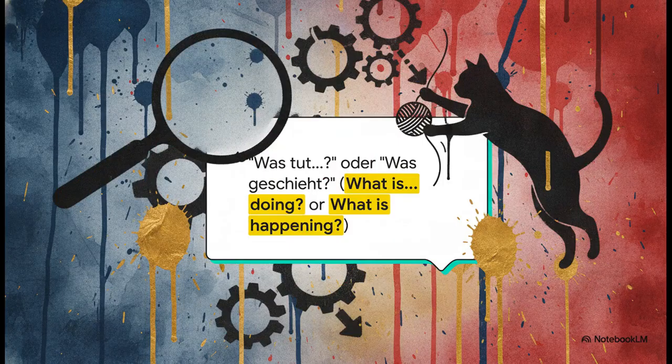And here's the key, the master question to find it every single time. You just ask, was tut? What is it doing? Or was geschieht? What is happening? So for our cat sentence, we ask, was tut die Katze? And the answer is spielt. Found it. This is your number one detective question always.